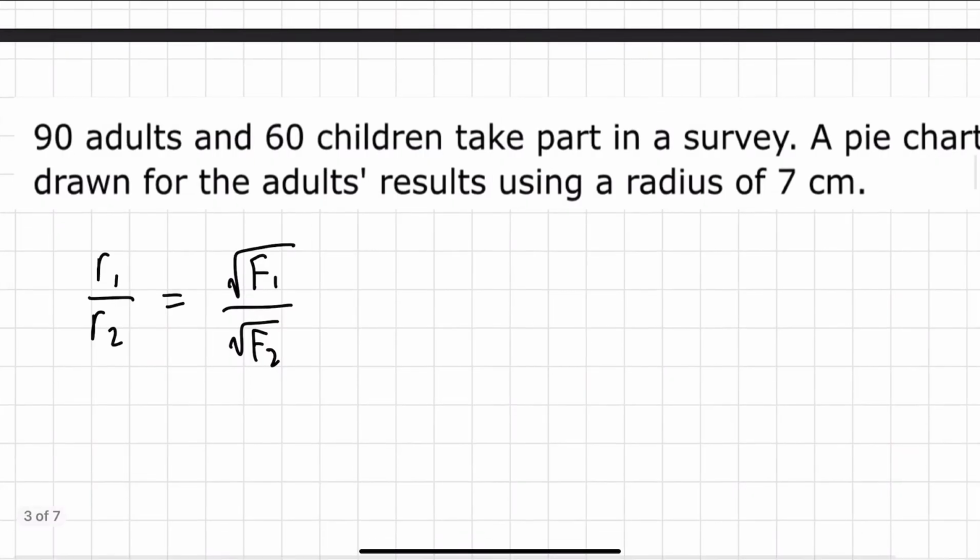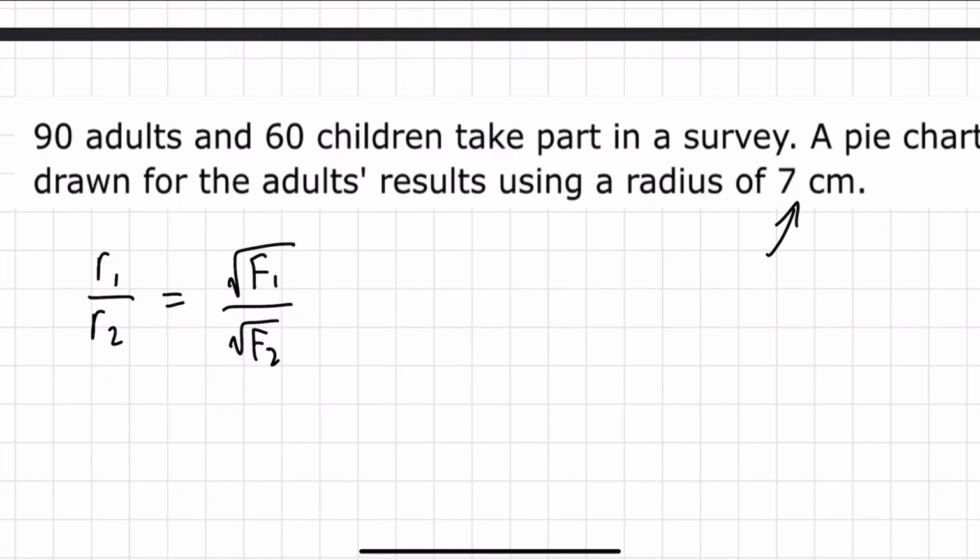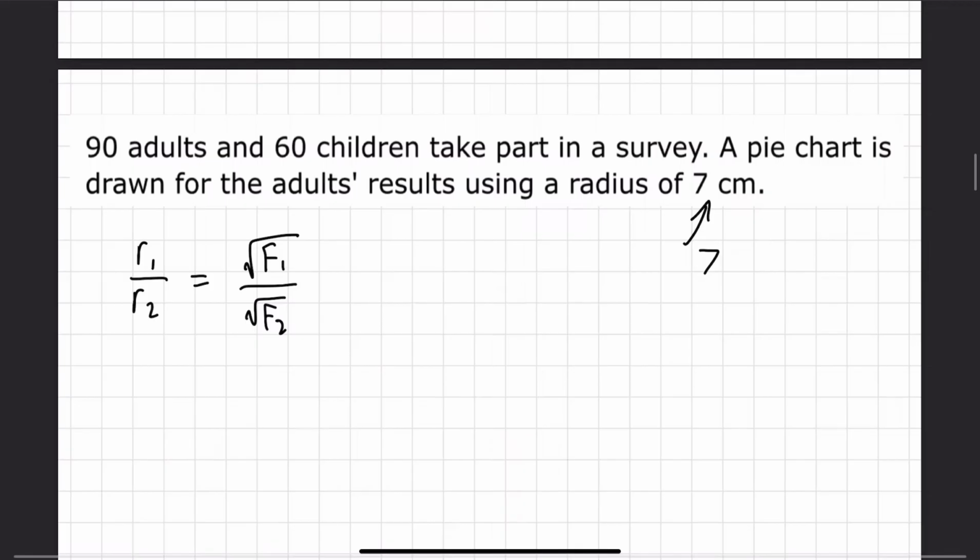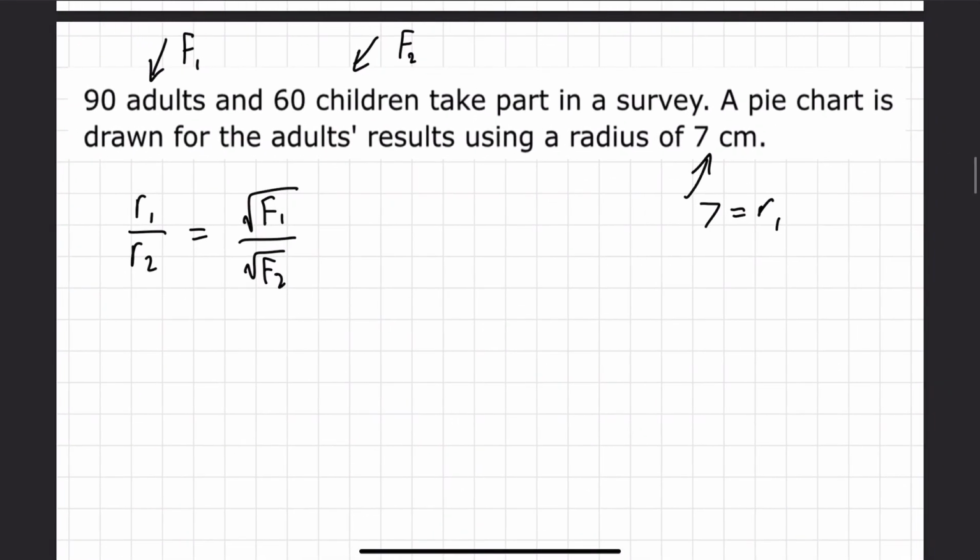So we're given a radius of 7 for adults, and we know the frequency for adults is 90. So that's going to be our R1 and our F1. We know our frequency for children, 60, so that's going to be our F2. And we don't know what the radius is. So let's use our formula. R1, which is 7, over R2, what we're trying to find out, equals the square root of F1, the square root of 90, over the square root of F2, which is 60.